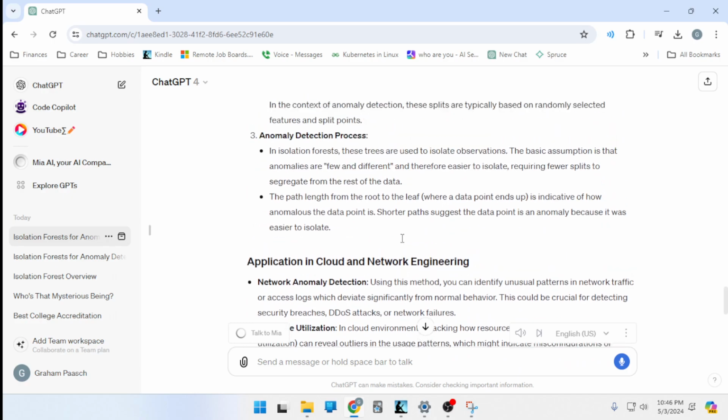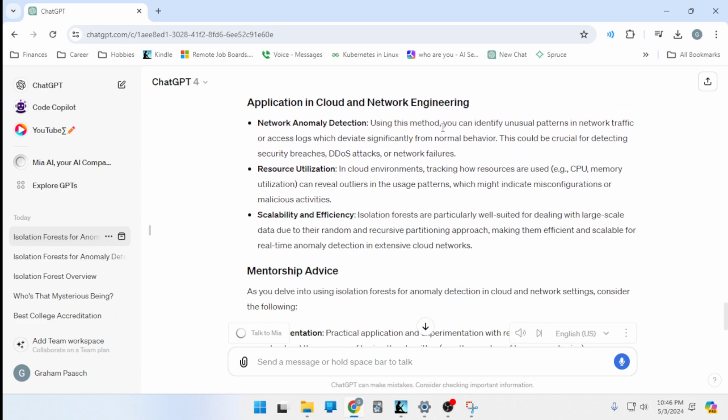Application in cloud and network engineering. Network anomaly detection: using this method, you can identify unusual patterns in network traffic or access logs which deviate significantly from normal behavior. This can be crucial for detecting security breaches, DDoS attacks, or network failures. Resource utilization: in cloud environments, tracking how resources are used, e.g., CPU, memory utilization, can reveal outliers in the usage patterns, which might indicate misconfigurations or malicious activities. Scalability and efficiency: isolation forests are particularly well suited for dealing with large-scale data due to their random and recursive partitioning approach, making them efficient and scalable for real-time anomaly detection in extensive cloud networks.